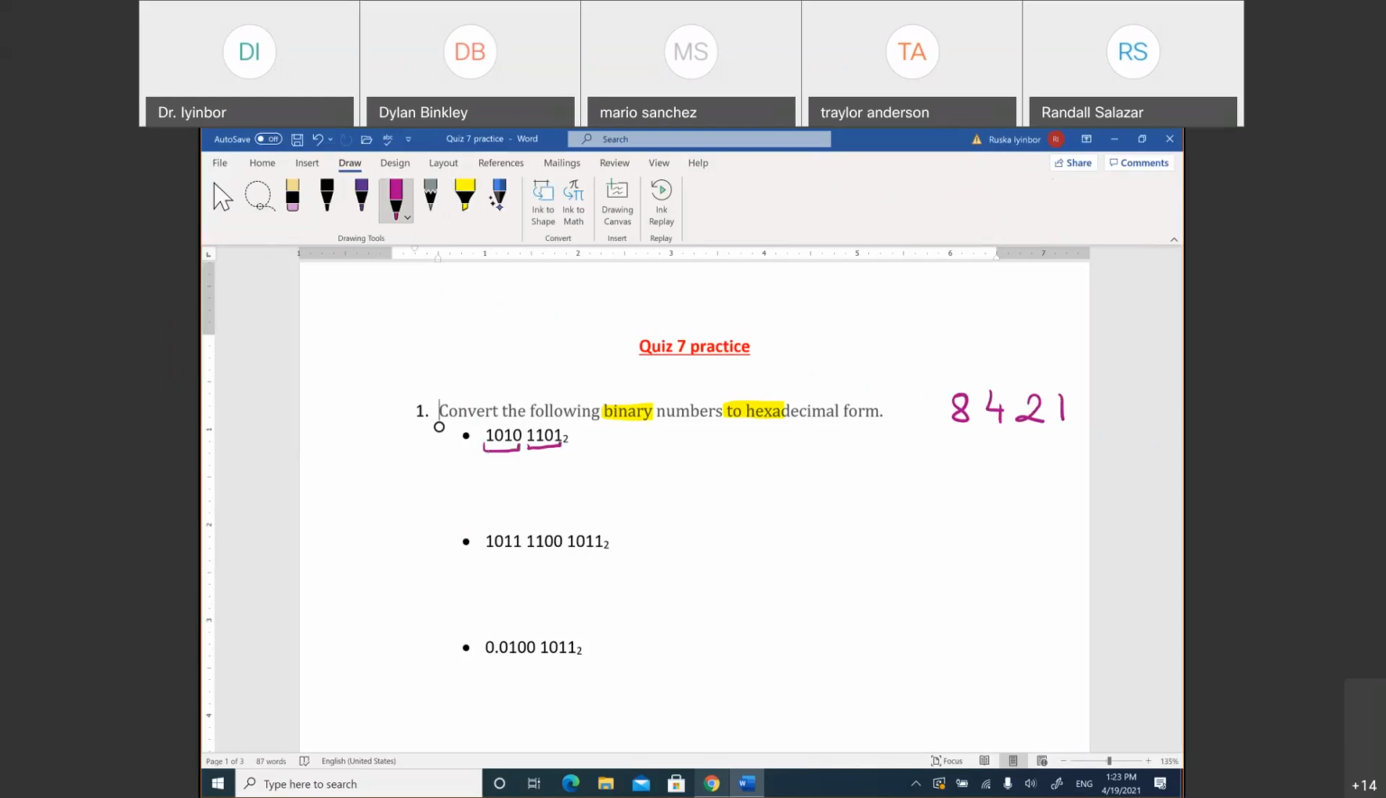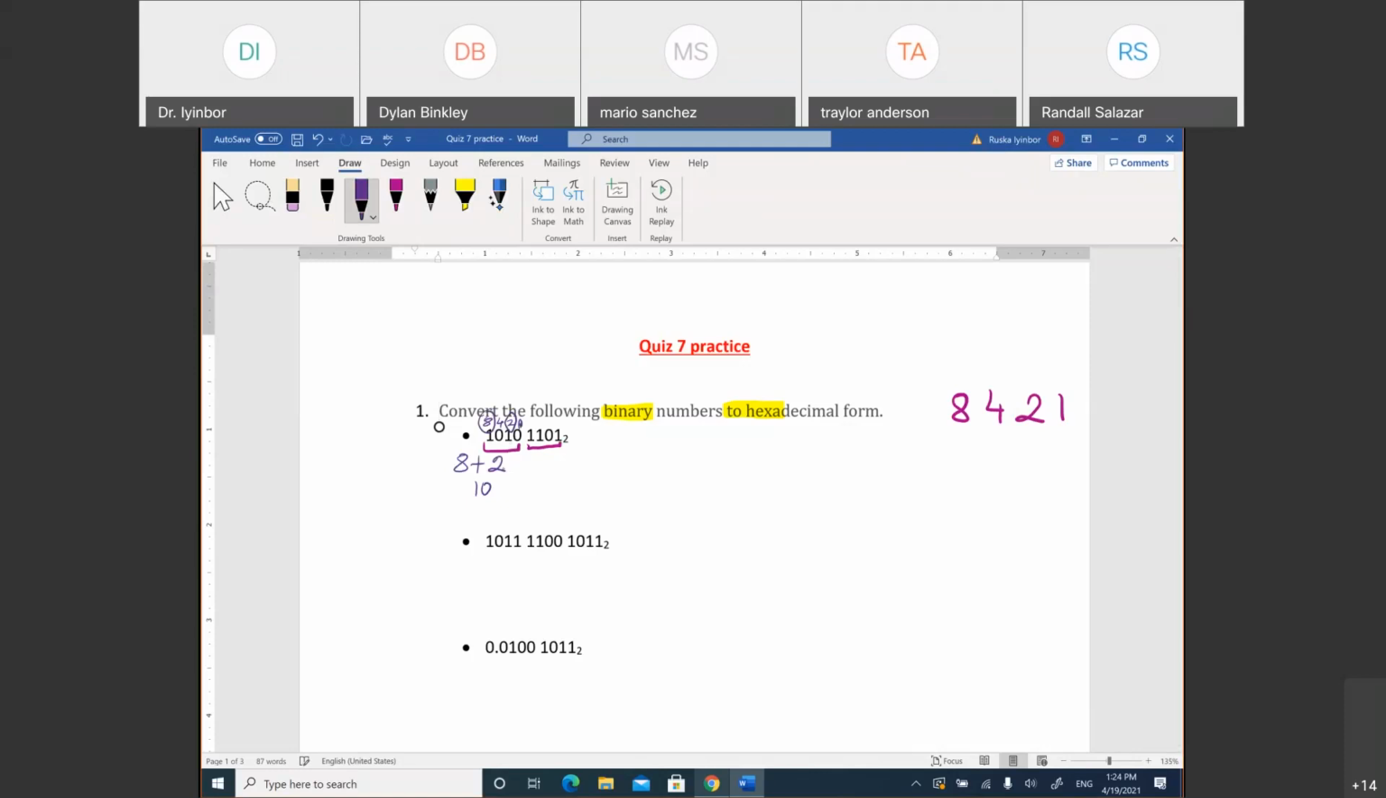So the first nibble is 1010. That means I have to add 8 and 2 because the 4 and the 1 have zeros. So these are the positions: 8, 4, 2, and 1, which is the power of 0. Technically, I'm adding 8 and 2 because these are the ones with the ones. So when I add 8 plus 2, what is it? 10.